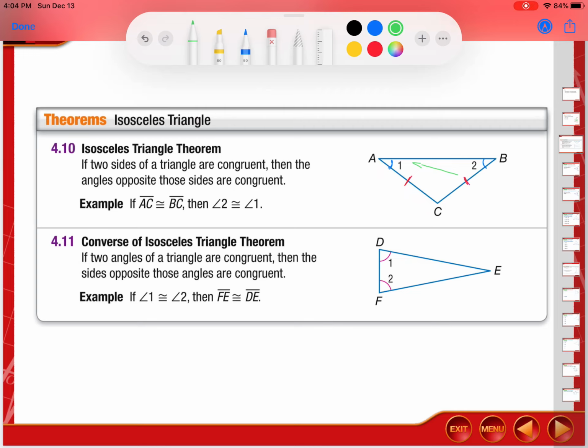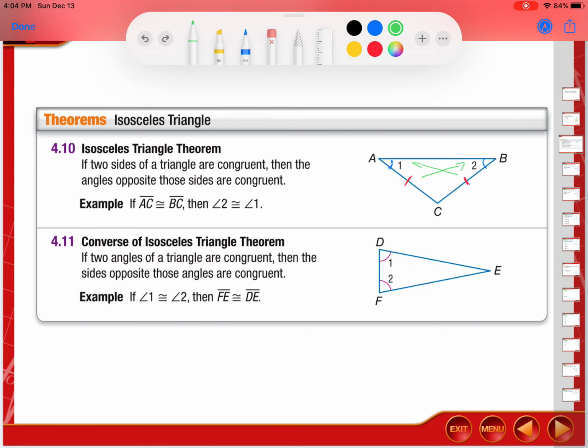Me personally, how I remember the opposite angles, I always think of them as, okay, so this side is opposite angle 1, this side is opposite angle 2, and then for the isosceles triangle theorem, we're not talking about that third one, but if we were, this side would be opposite that angle. So if you just draw that arrow straight across, it's going to be that one angle opposite it.